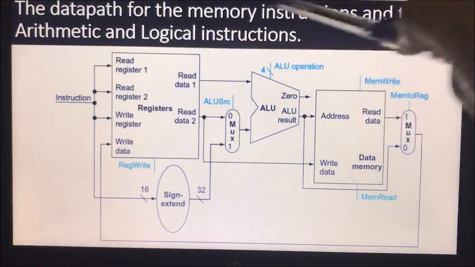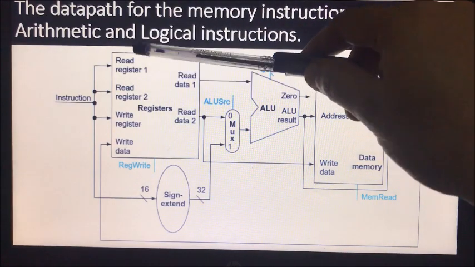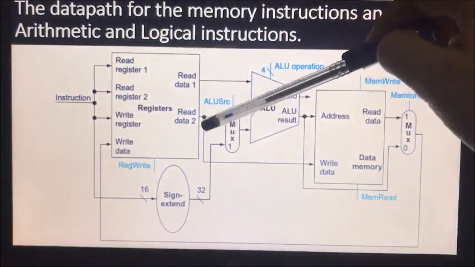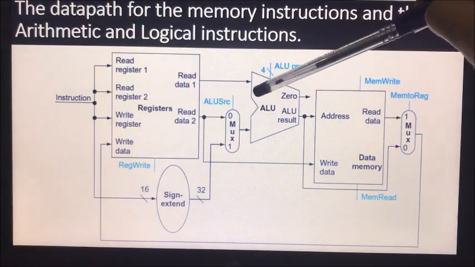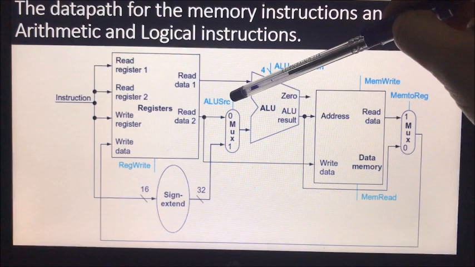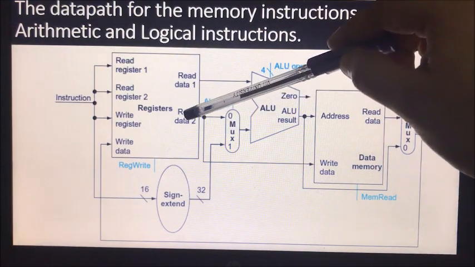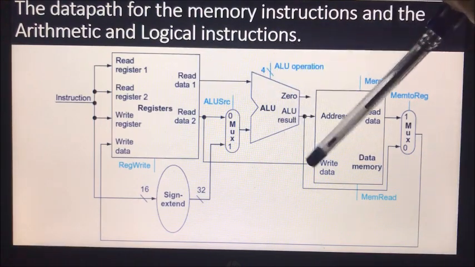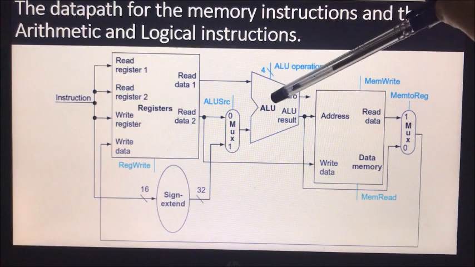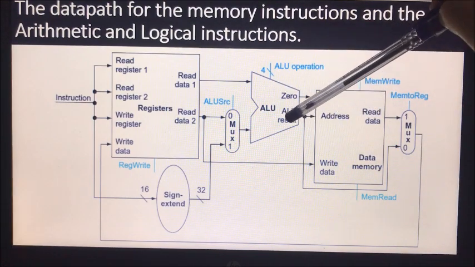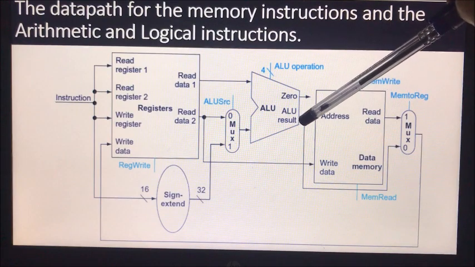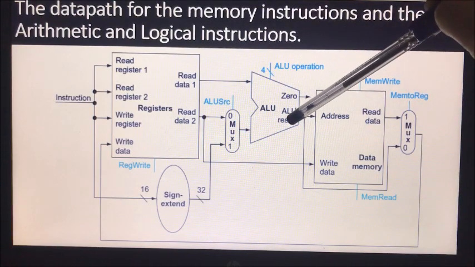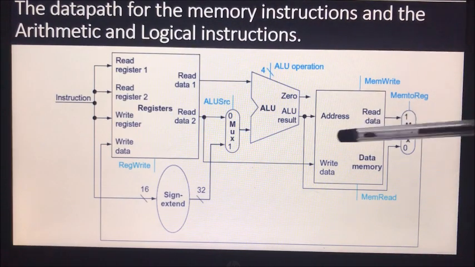Suppose we are performing arithmetic and logical instructions, then read register 1 and read register 2 will be taken from the instruction, and read data 1 and read data 2 will be the inputs of the multiplexer. That is, ALU source will be used to select read data 2 as the input of the ALU here, and read data 1 will obviously be the other input, and the corresponding operation will be selected here, and the ALU result will be the data now but not the address. So please remember that the ALU result will be the address in the case of memory instructions, and the ALU result will be the data in the case of arithmetic and logical instructions.